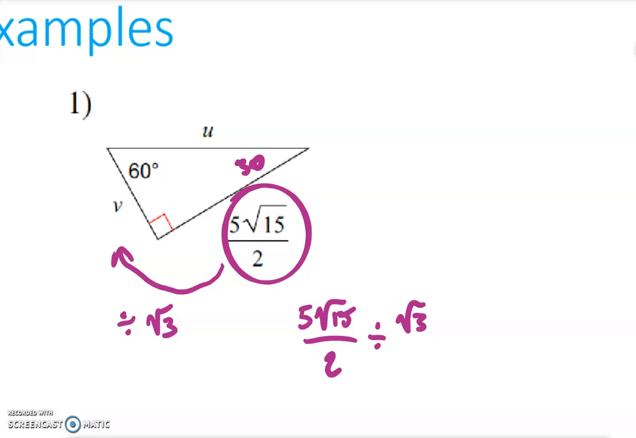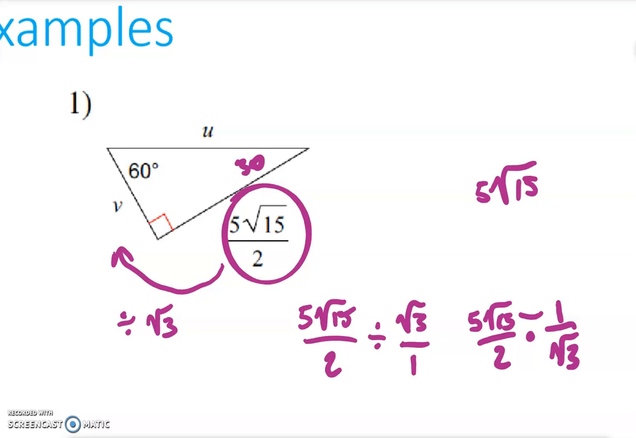Well, remember, I can flip and multiply. So that's a rule that you learned in math before, that we can change division to multiplication. I could say 5 square root of 15 divided by 2 is the same as multiplying by 1 over the square root of 3. So now when we multiply, I can just multiply straight across. Anything times 1 is itself. And then 2 times the square root of 3. So I can go ahead and divide these square roots. So 15 divided by 3 would give me 5. So that's going to give me 5 times the square root of 5 over 2.